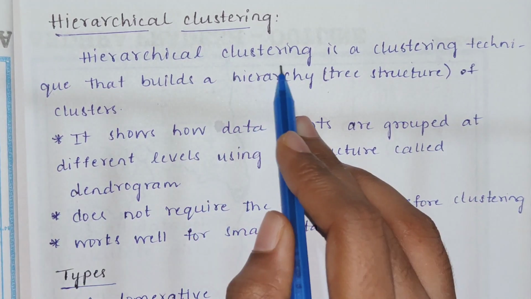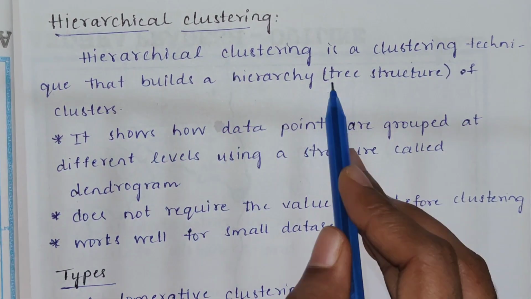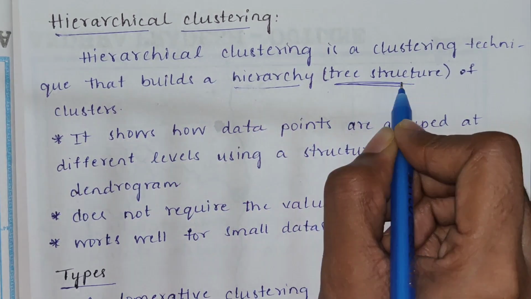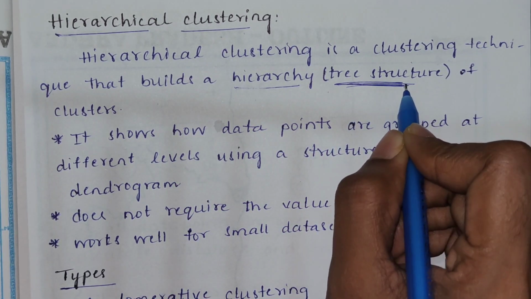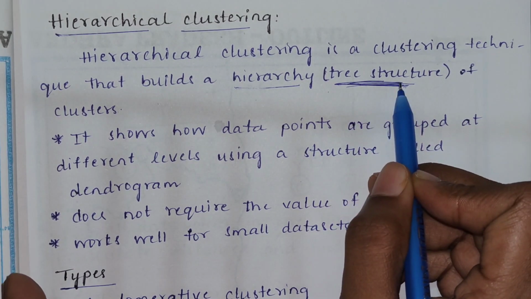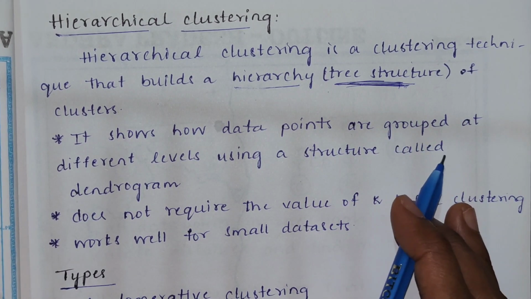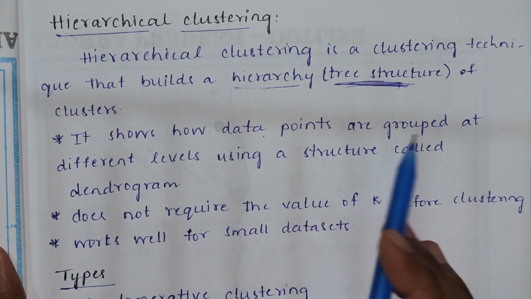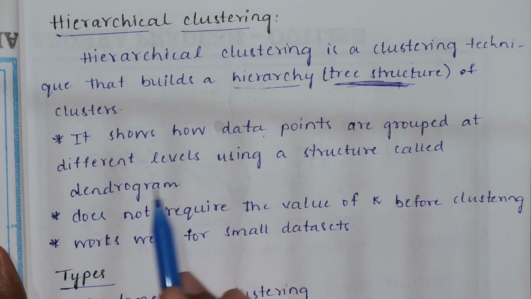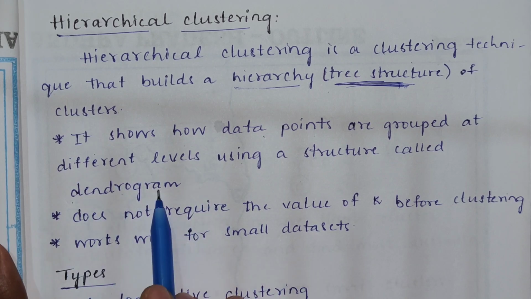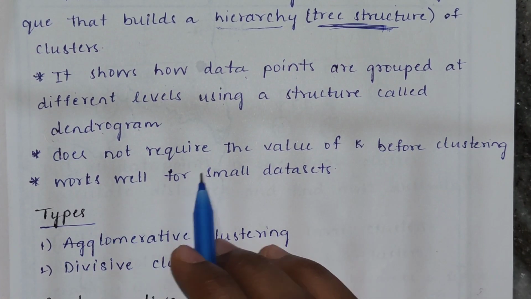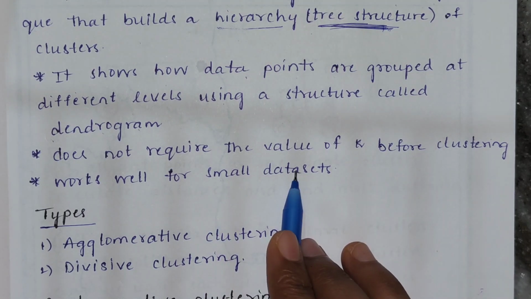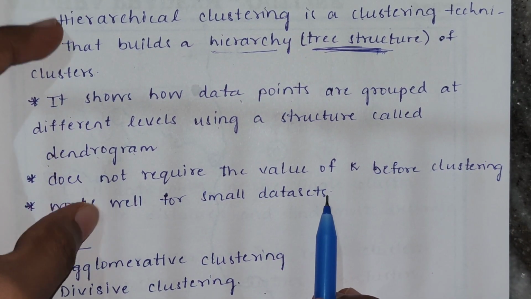First of all, hierarchical clustering is a clustering technique that builds a hierarchy of structures. Here hierarchy means tree structure. I have told you, right? Tree structure is nothing but a dendrogram. A dendrogram is the sequence of splitting and merging of data, and it shows how data points are grouped at different levels. It does not require the value of k before clustering, and it works well for small data sets. I think you have got an idea about these points.